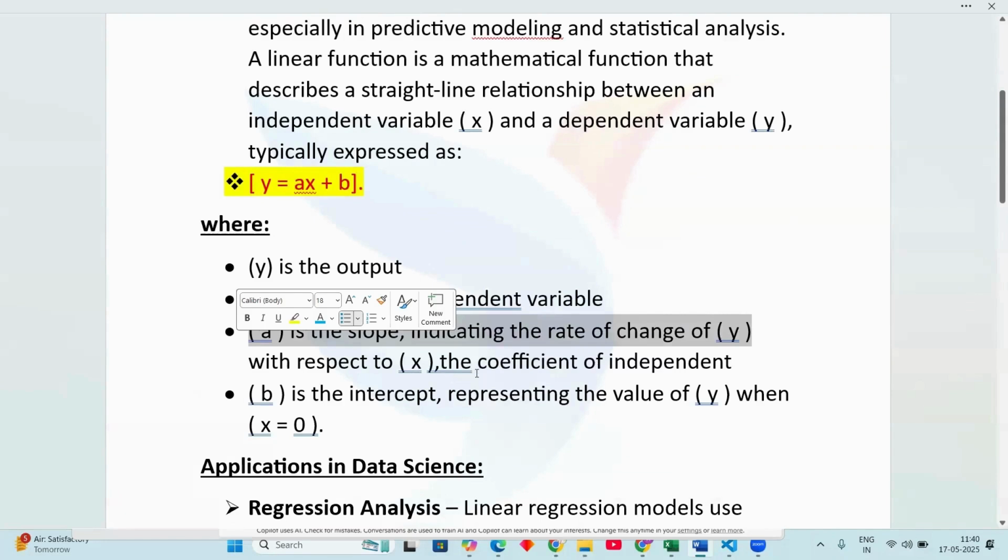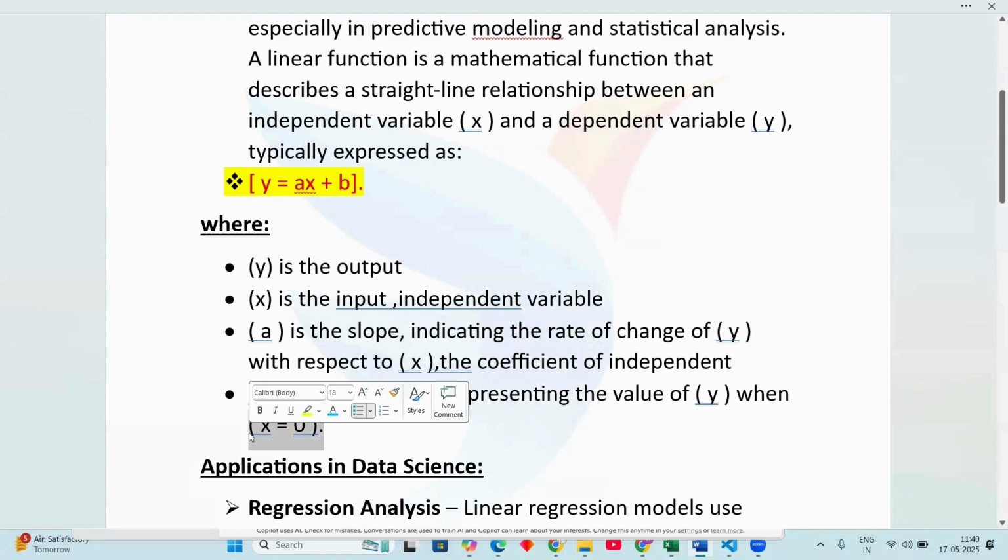It is the coefficient of the independent variable. And b is the intercept, representing the value of y when x equals 0. The intercept is nothing but a fixed value. It starts with a constant number.